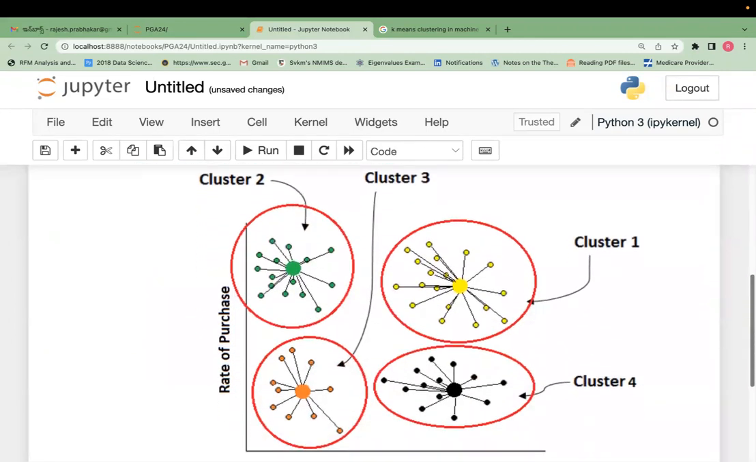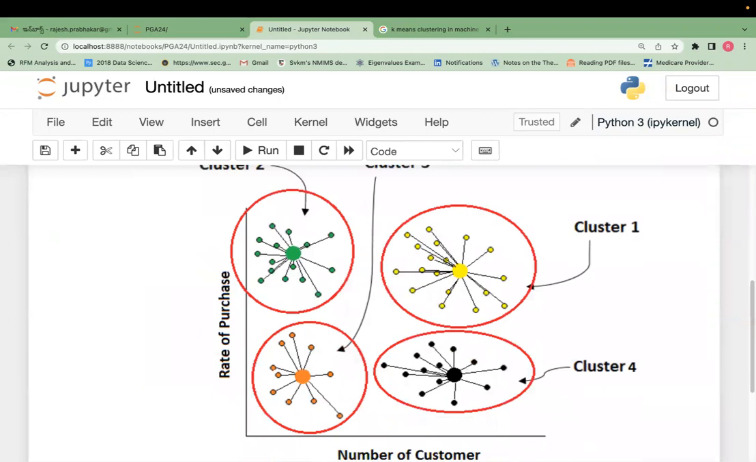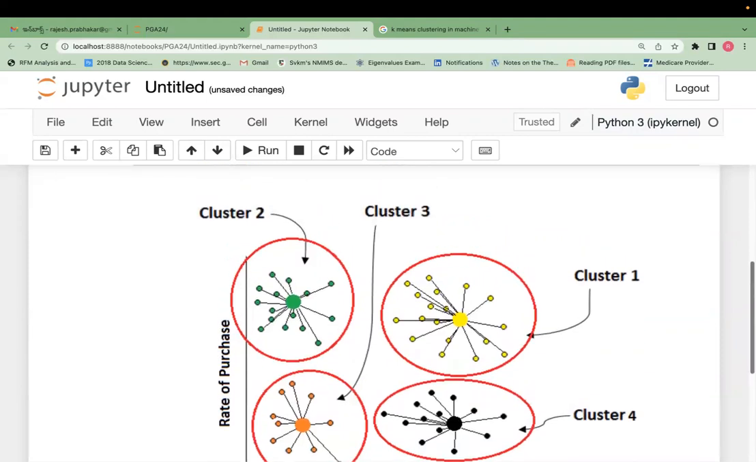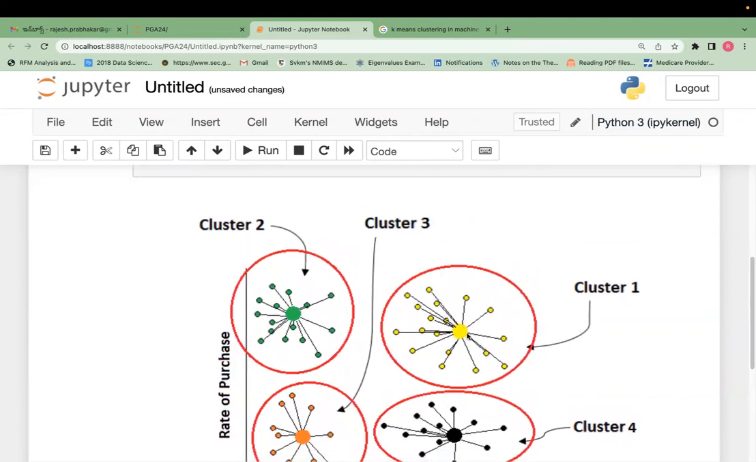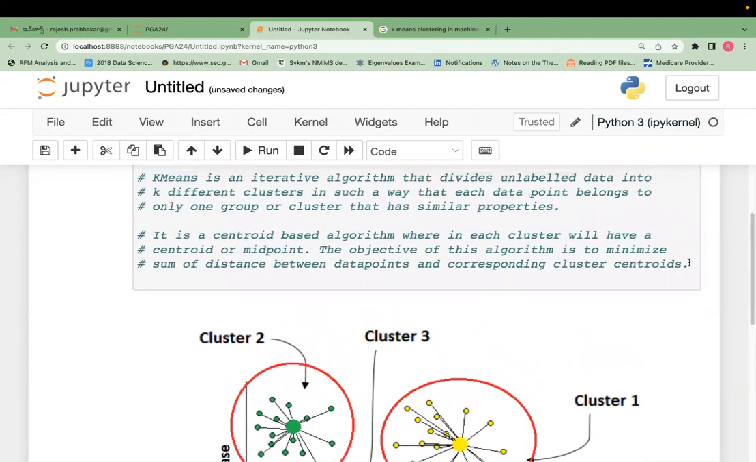So this is how the clustering will be done. Observations will be grouped based on the distance from the centroid. Cluster 1, cluster 2, 3, 4. It will be grouping the observations, and each cluster will have a midpoint or a centroid. From unlabeled or unstructured data, we are getting a structure here in terms of clusters or grouping, and in terms of that we are getting some sort of analysis.